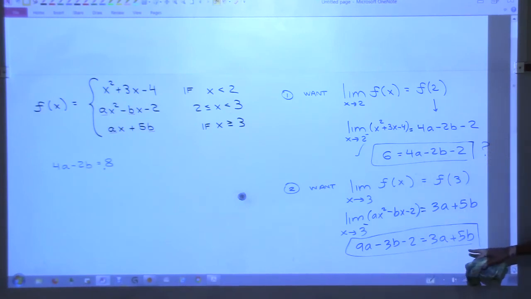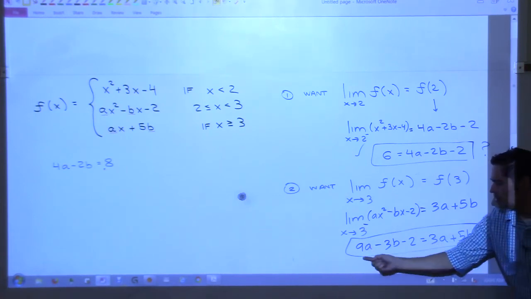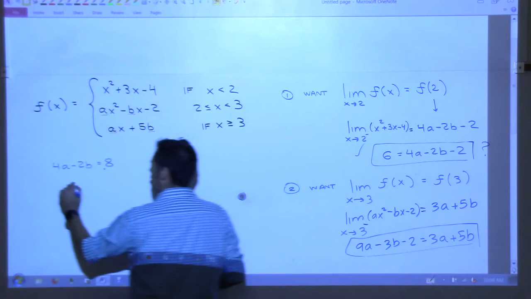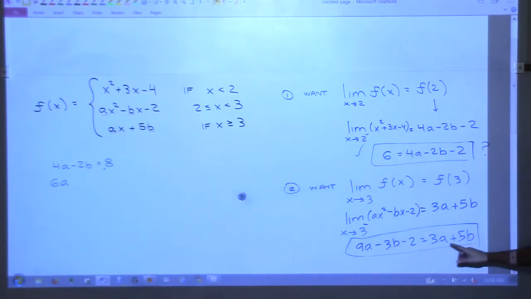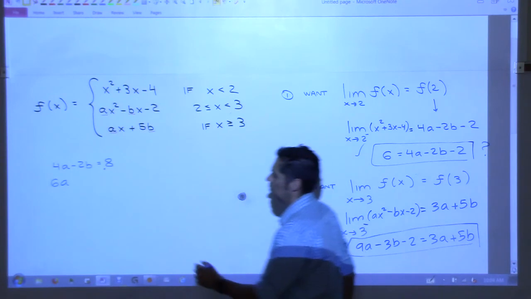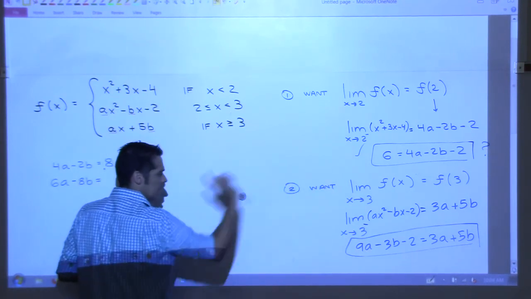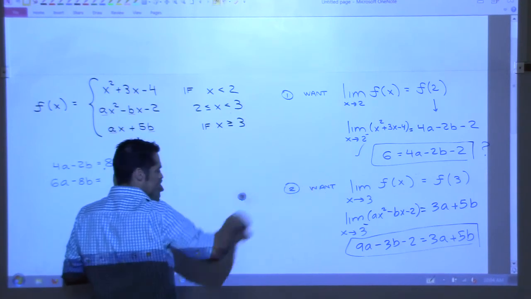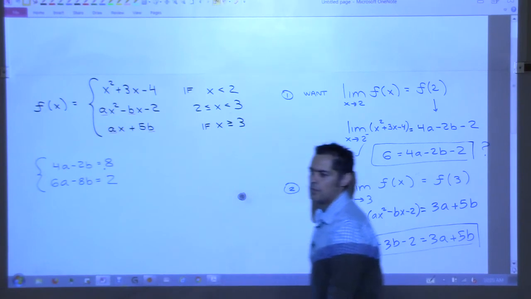Let's get all our a's and b's on the same side here. So I'm going to move the a's and b's to the left. So I'm going to subtract 3a. That should give me 6a. How about my b's? I have a minus 3b here. I'm going to take this 5b and bring it to the other side, so subtract it, so I get minus 8b. Y'all still there? Equals, now let's get all the constants to the right side. So 2. And this is my system of equations.